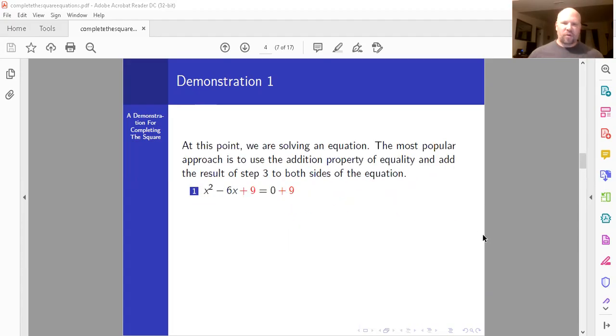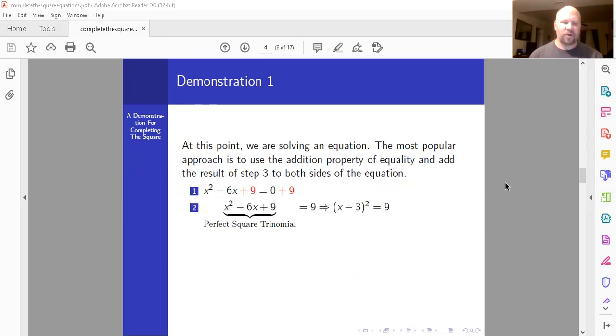At this point, we're solving an equation. And the most popular approach is to use the addition property of equality and add the result of step 3 to both sides of the equation. So we computed the area of the missing square to be 9. So we're going to add 9 to the left side, and we're going to add 9 to the right side of my equation. When I do this, I form a perfect square trinomial.